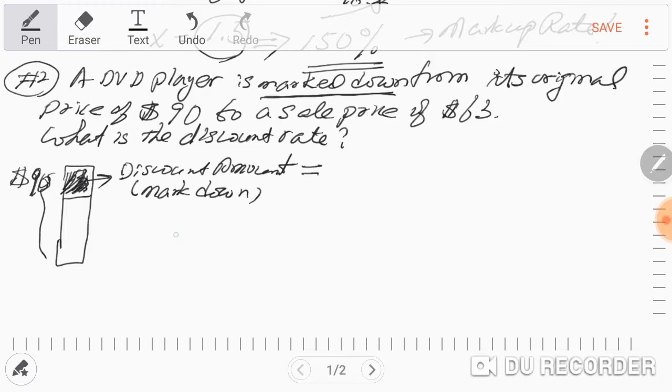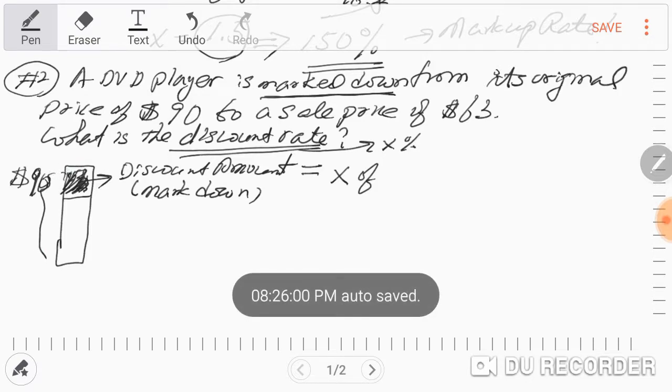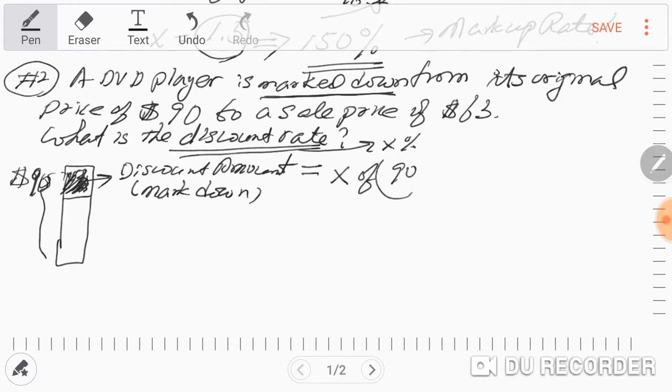So from this total price, $90, you will discount this amount. So this amount will be X percent. Let's say the discount rate is X percent. So the discount amount is X percent of the base. The base is the total price, the retail price, which is $90. So based on this $90, you will discount X percent. So that's the discount amount.